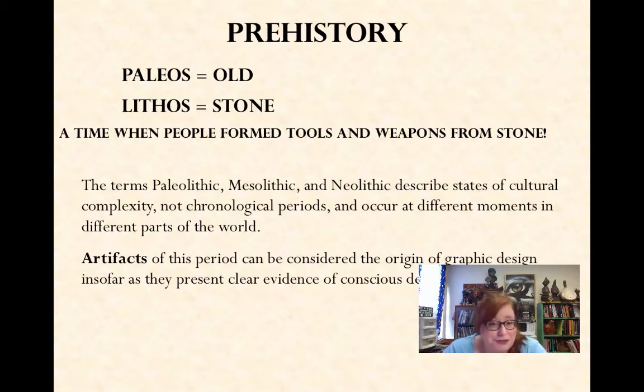So a couple of other terms that we're going to look at. Paleos means old. Lithos means stone. So when we're talking about terms like Paleolithic, Mesolithic, and Neolithic, they're describing states of cultural complexity, not chronological periods, and they also occur at different moments in different parts of the world. So artifacts of this period can be considered the origin of graphic design insofar as they present clear evidence of conscious decisions people were making about form.